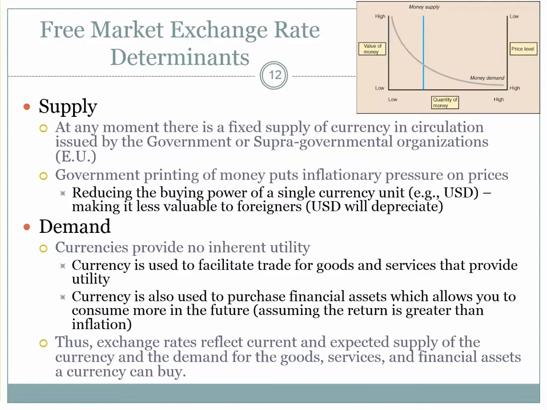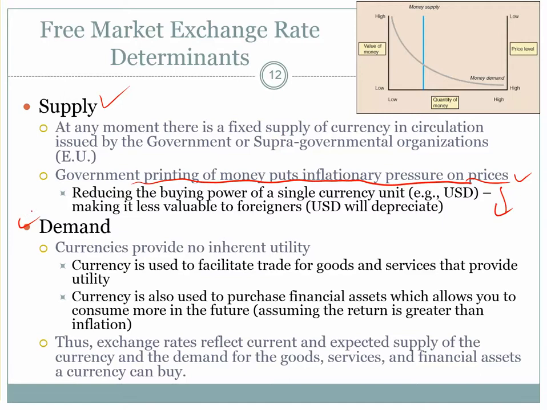So let's talk about what determines an exchange rate in a floating free market system. We'll talk about supply, and then I'm going to talk about demand for a while. At any given moment in time, there's a fixed supply of currency in circulation. The government issues currency as it needs to pay its bills. So as governments print more and more money, that puts inflation pressure on prices and also leads to an increase in supply of the currency, which would devalue a currency.